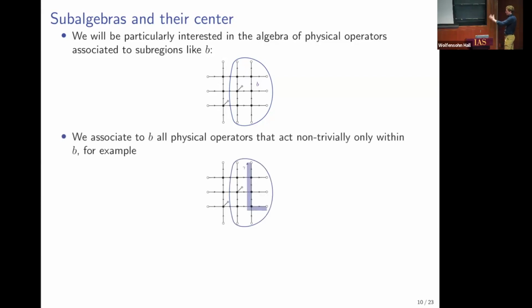And so I want to associate to B all physical operators, so operators that you can write down that commute with the flatness and Gauss constraints. And I want to associate to B the ones that act non-trivially only within B. So for example, an important kind are ribbon operators like this. This ribbon operator here is a good physical operator that's completely in little b. It starts here and ends there, and it runs along this path.